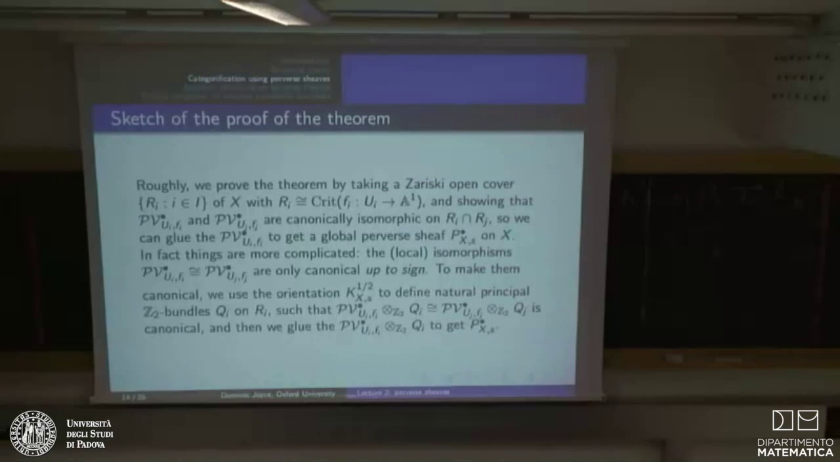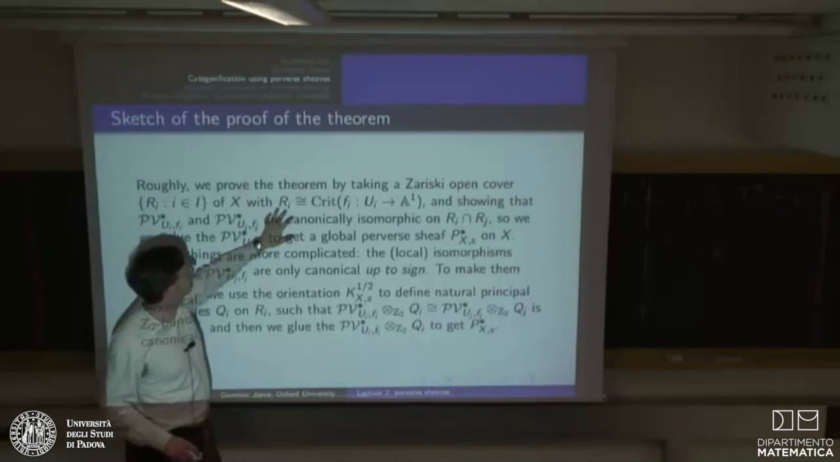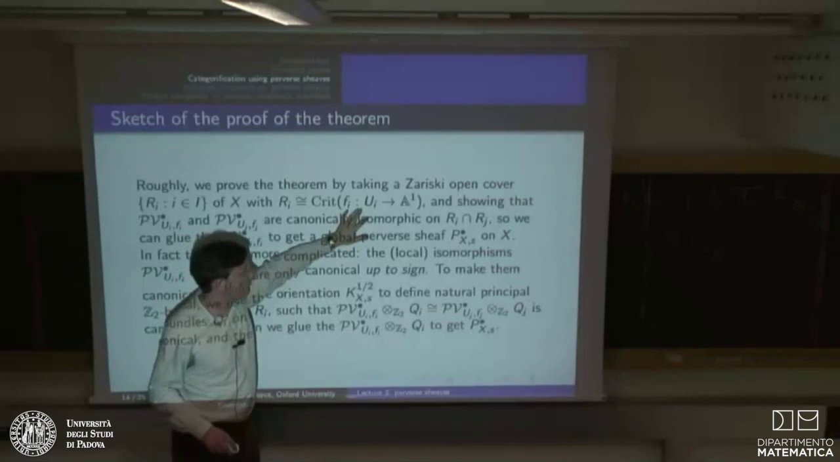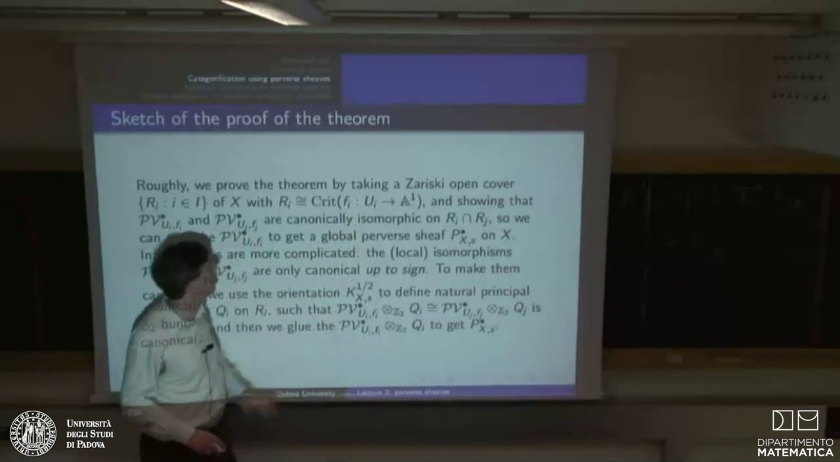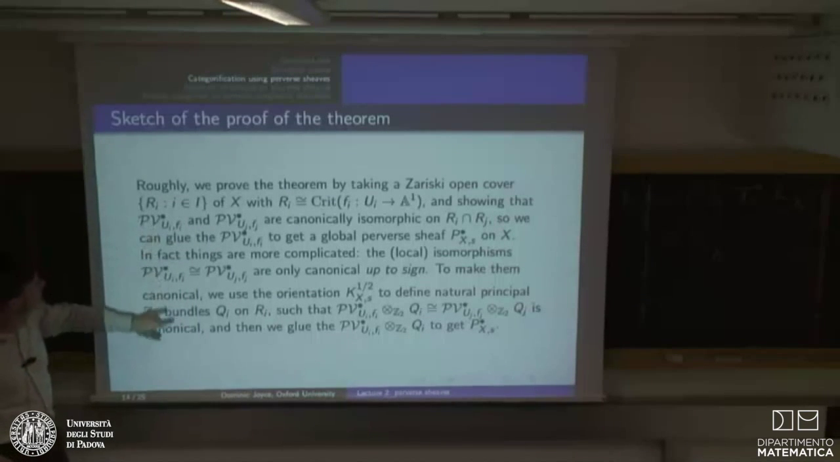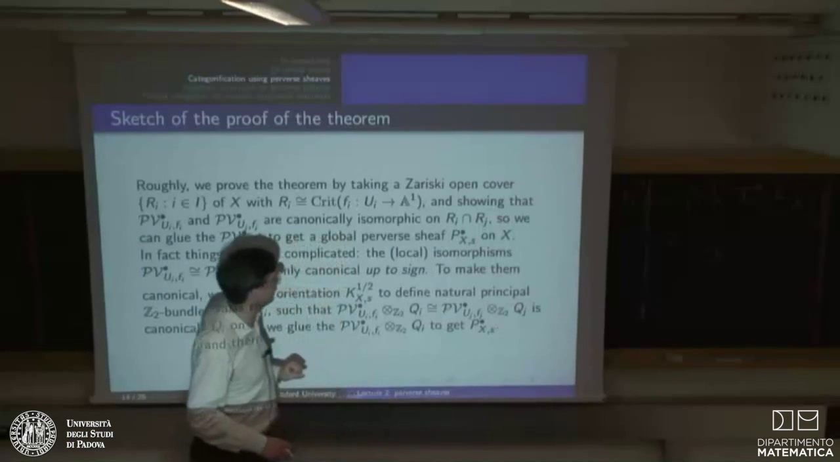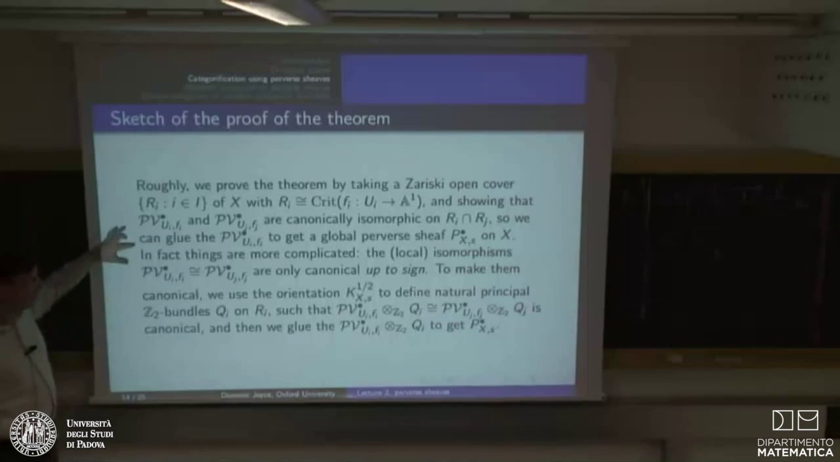Okay, so roughly speaking, we prove the theorem by taking a Zariski open cover, R_i, of X, where each R_i is isomorphic to a critical locus of f_i on U_i, and showing that the perverse sheaves of vanishing cycles PV of U_i, f_i and PV of U_j, f_j are canonically isomorphic on the double intersection R_i intersect R_j, so that we would hope to glue these perverse sheaves to get a global perverse sheaf on S, using the fundamental property that perverse sheaves form a stack in the Zariski or étale topologies.